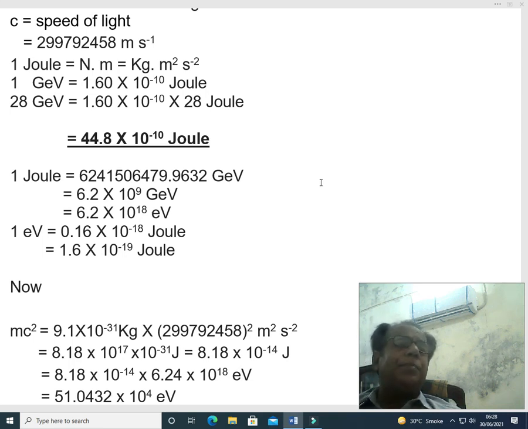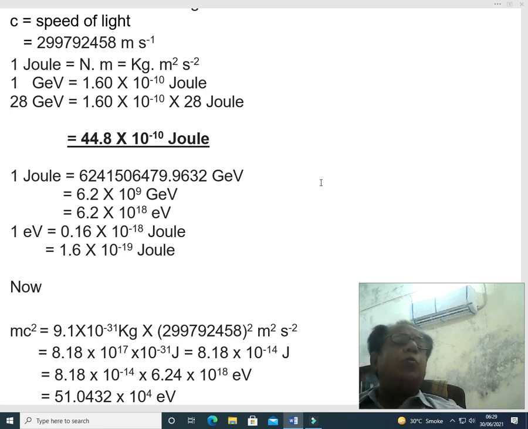In the form of giga electron volt it was 10 raised to the power 9, but in terms of electron volt it has become 10 raised to the power 18. So 1 joule has become equal to 6.2 into 10 raised to the power 18 electron volt. This is the inverse of the above step.